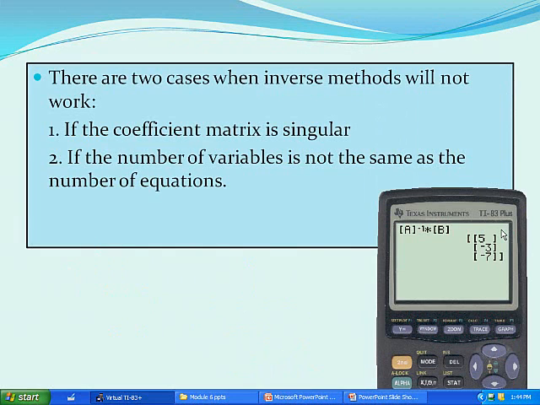There are 2 cases when inverse methods will not work. One, if the coefficient matrix is singular. Remember that we mentioned earlier that not all square matrices will have inverses. In another case, if the number of variables is not the same as the number of equations, then the inverse method will not work.